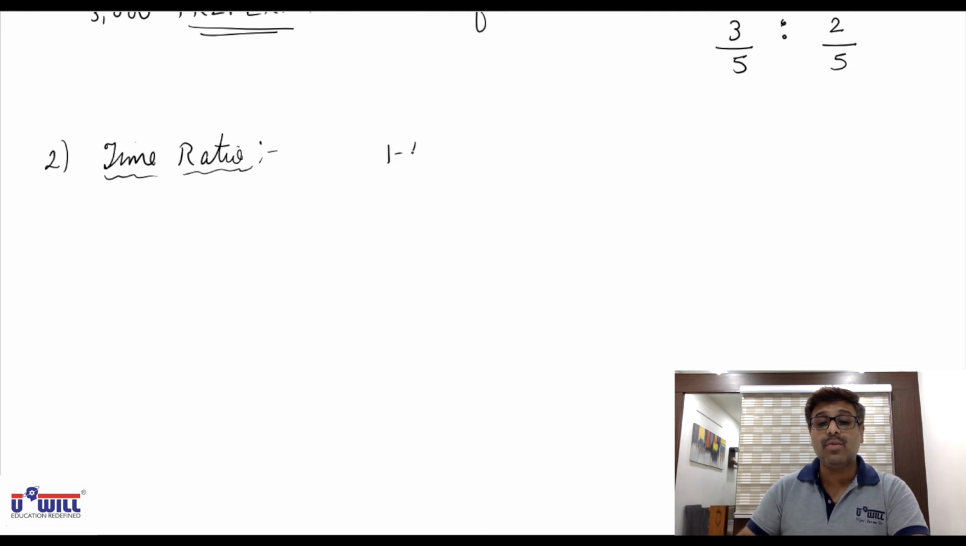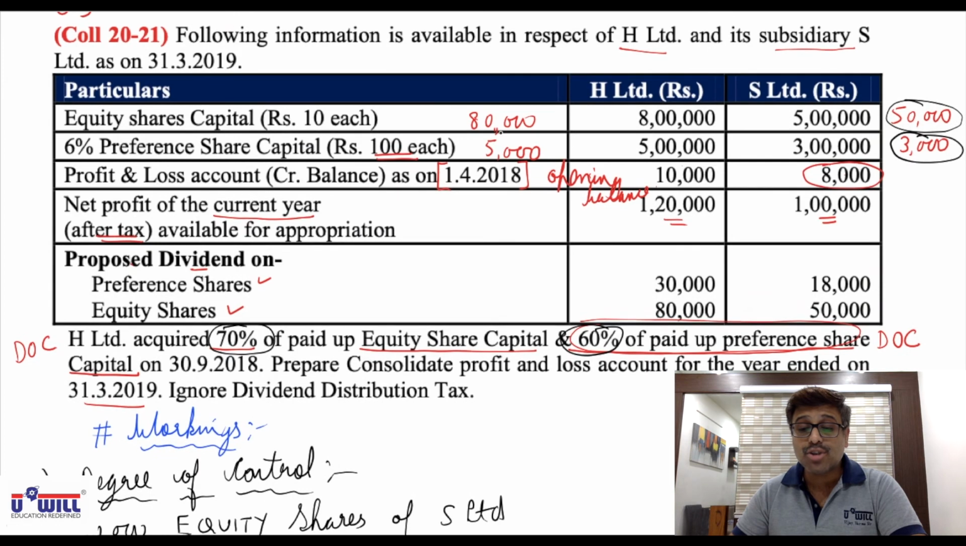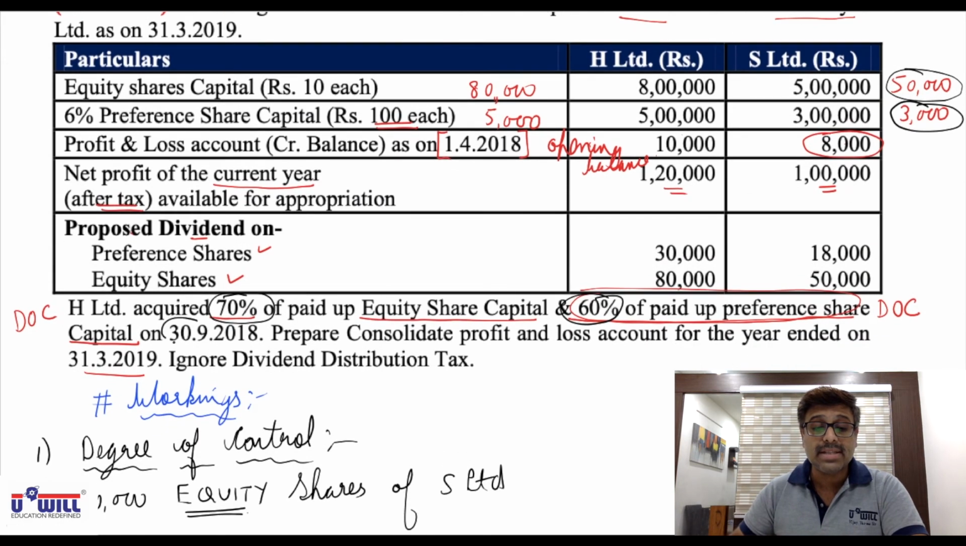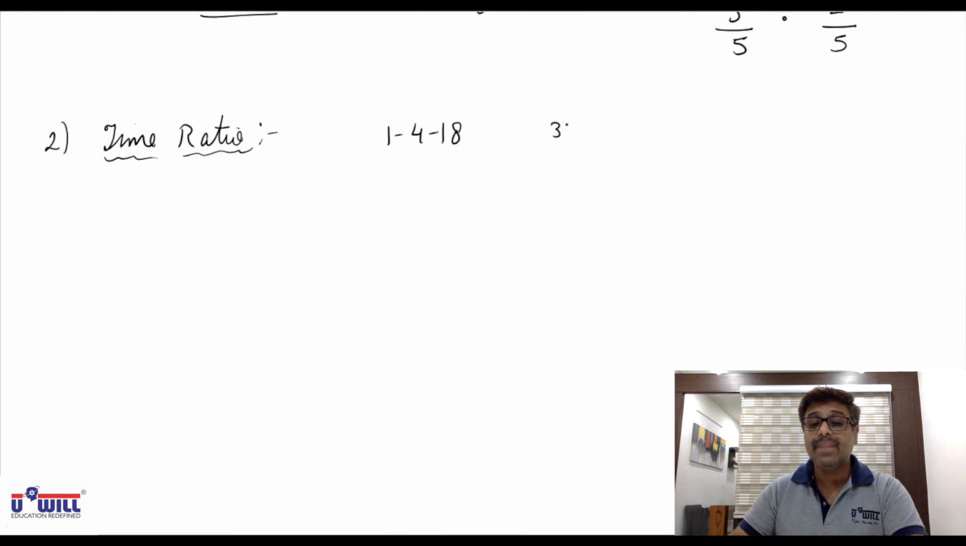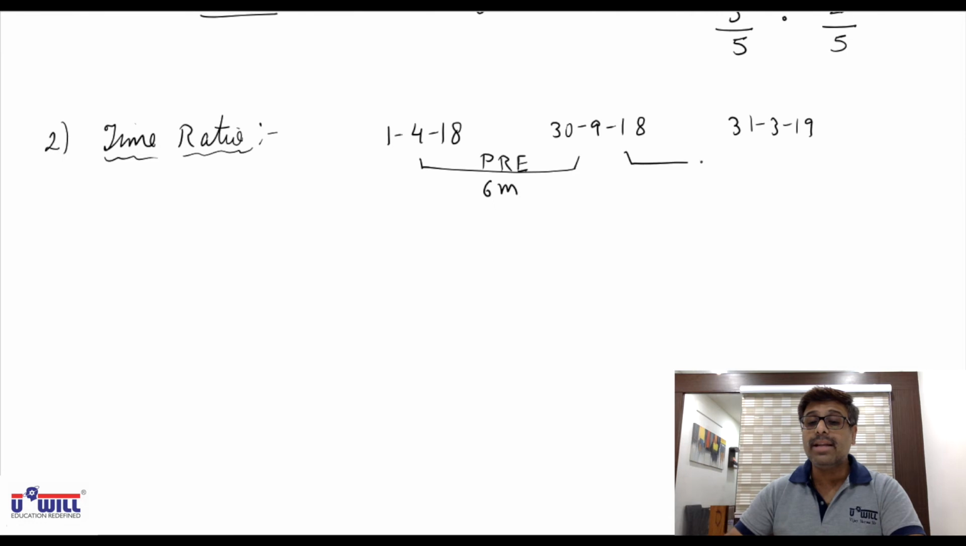Beginning of the year is 1/4/18. Now shares are acquired on which date? You all can see here 30/9/18 is the date of acquisition. This will give us the time ratio. So 30/9/18, and year ending is 31/3/19. So 1/4/18 to 30/9/18, pre-acquisition period April to September is 6 months. 30/9/18 to 31/3/19, post-acquisition is also 6 months. 1:1 is the ratio of time.